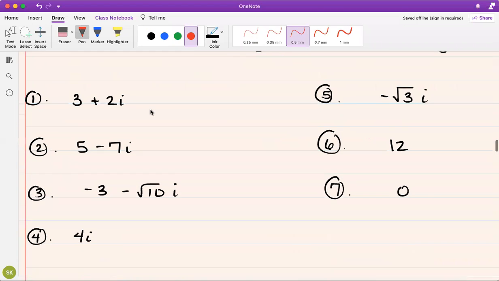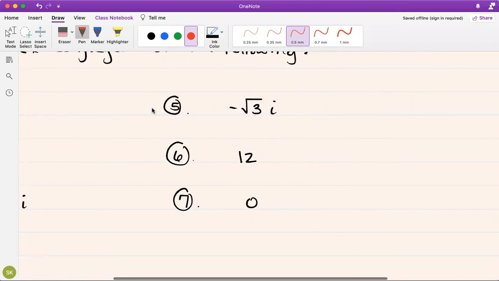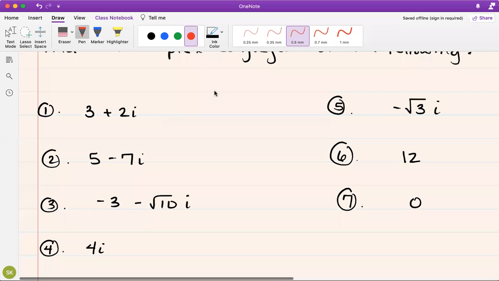So I want to find the complex conjugate of the following. It looks like I have 7 problems. Maybe write these 7 problems down, pause the video, and watch me do a few of them and try to find some yourself. And then you can double check and see if you got the right answer.